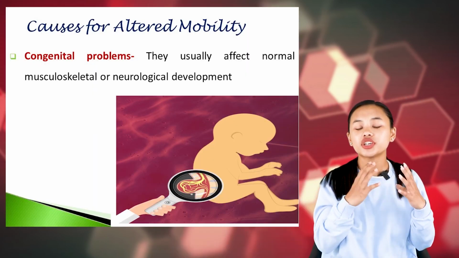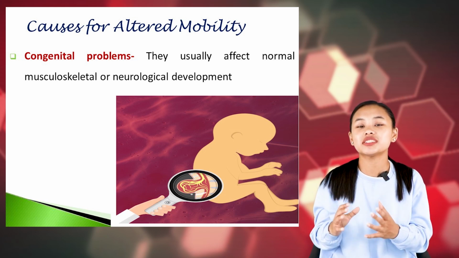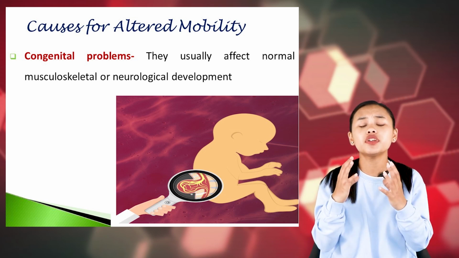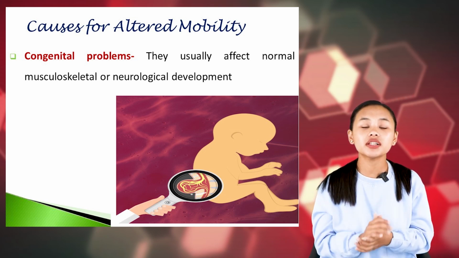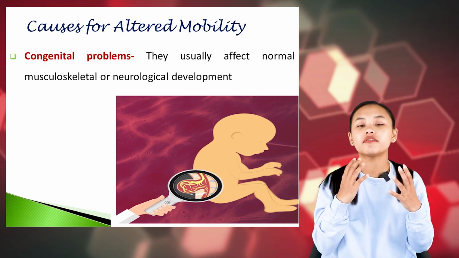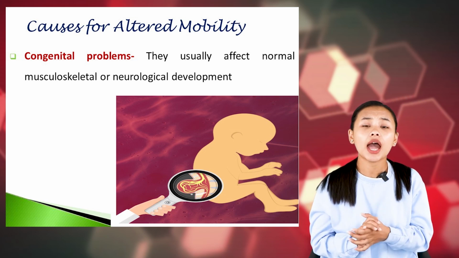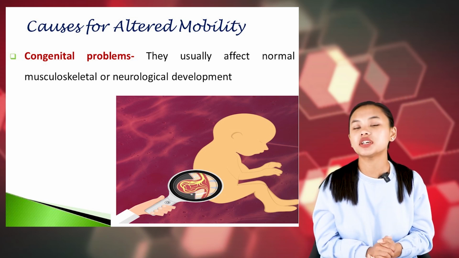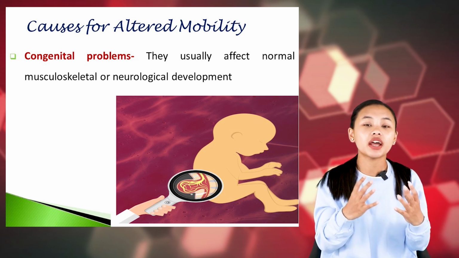So what is the cause of this altered mobility? So the first one is the congenital problems. So these congenital problems are the ones which are present since birth, right? So here if there is any problem that can affect the normal musculoskeletal as well as the neurological development, then it can also lead to an altered mobility. And the most common examples for this are the congenital hip dysplasia as well as the spina bifida.